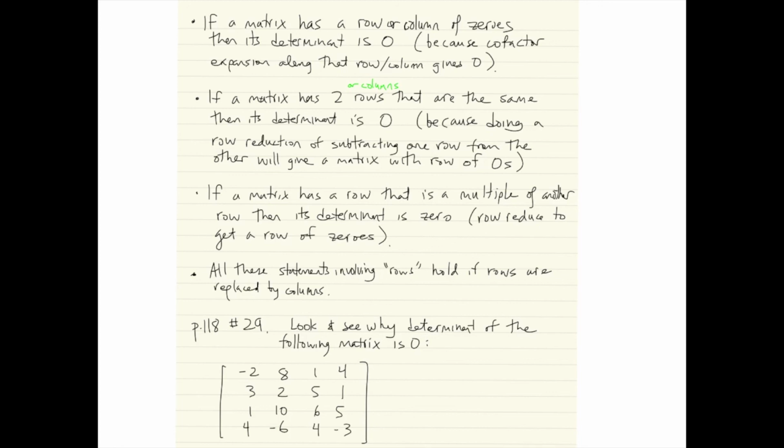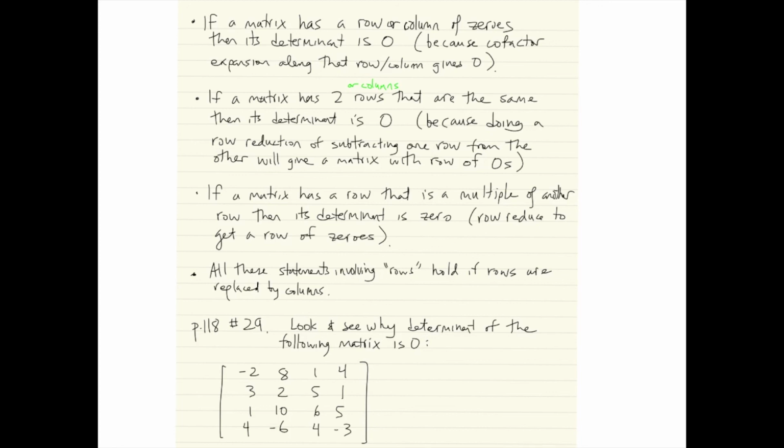Okay, here's an example that says, let's see why the determinant of the following matrix is 0. It takes a minute or so to notice things, but based on these 3 items, it says, is there a row of zeros? No, there's no row of zeros, no column of zeros, so that's not quite the reason why. Are there 2 rows that are identical? No 2 rows or 2 columns are identical.